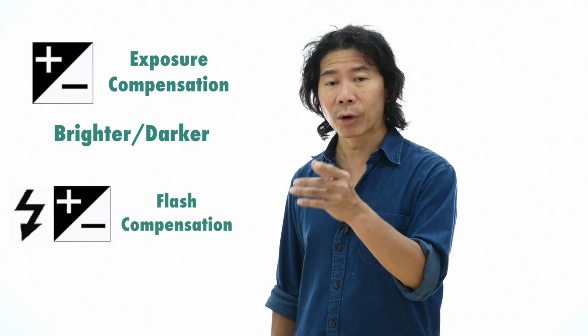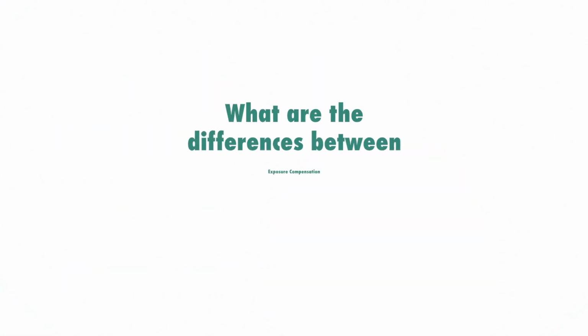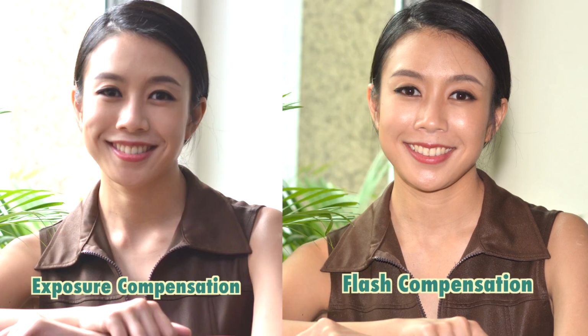So one makes your camera brighter or darker. The other one makes your flash more powerful or less powerful. So at this point you must be wondering, what are the differences between an exposure compensation and a flash exposure compensation? Let me show you some of my mistakes. This one, she's overexposed because of the camera's exposure compensation being too high. And this one is because of the flash compensation being too high. So you can see the differences. One is because the camera is too bright. The other one because the flash is too bright.